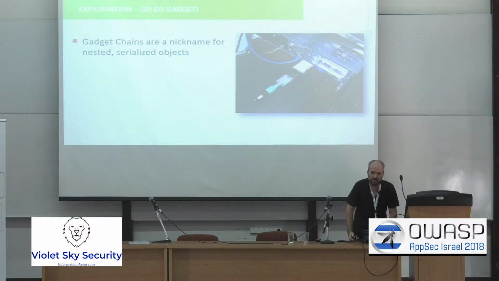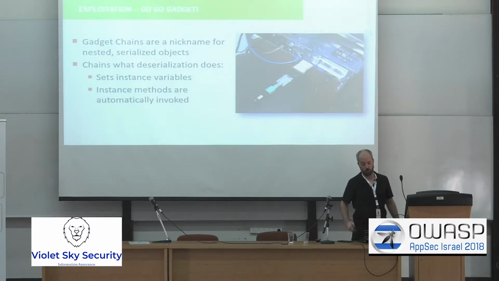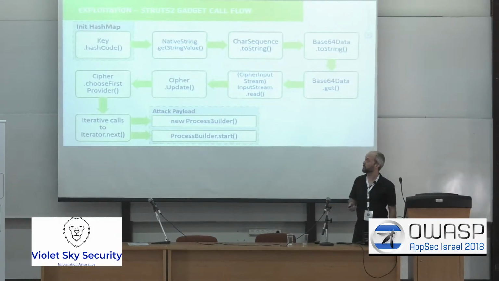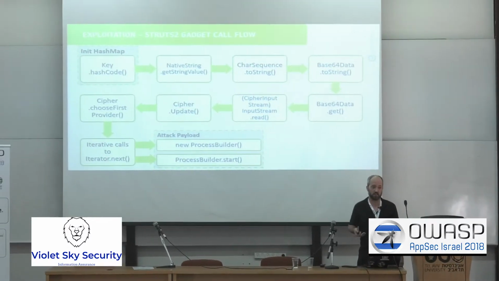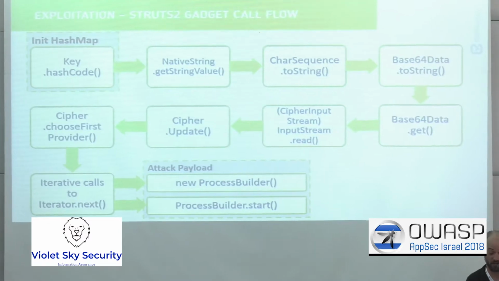A gadget chain is basically an instance of an object saved into memory, which may contain its own sub-objects, and it sets the instance variables from the XML, and some instance methods are automatically invoked. This is the call tree for the invocation of the gadget chain we just saw. It's a bit complicated, and because we're going to talk about a lot of different serialization attacks, I'm not going to go into every single call right here.